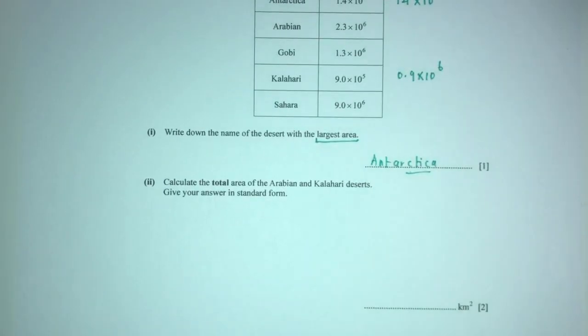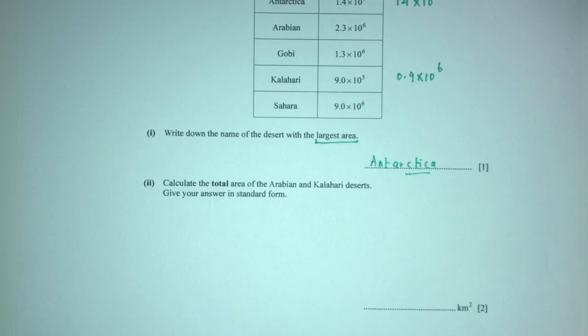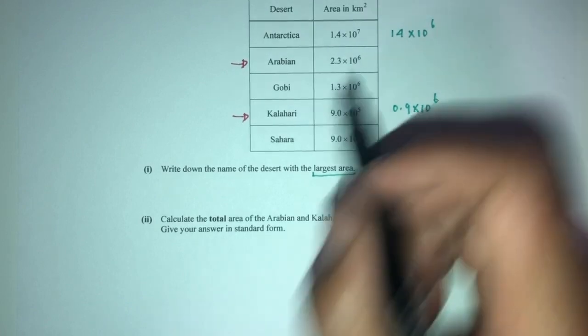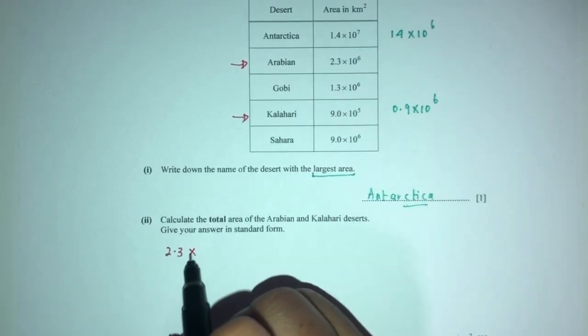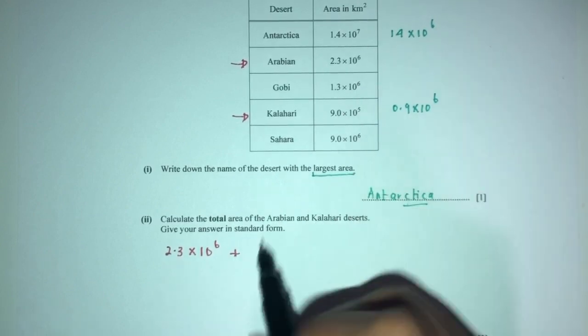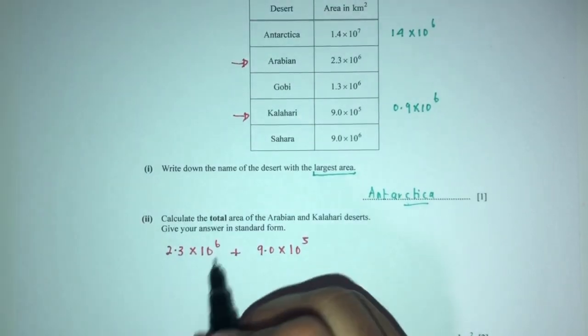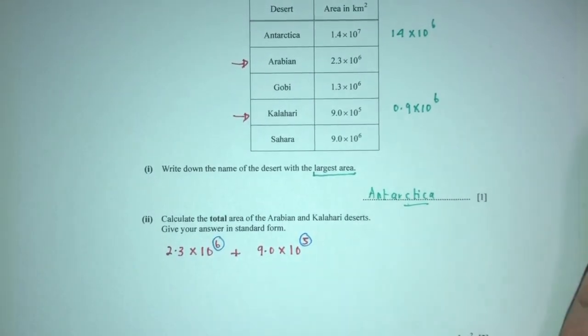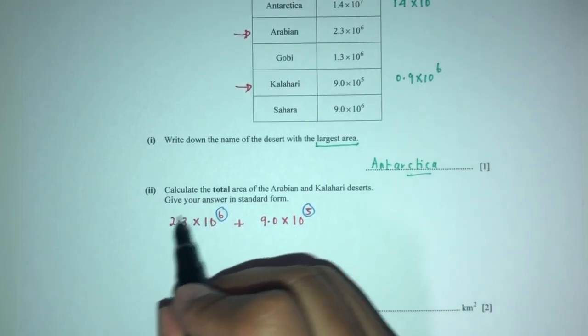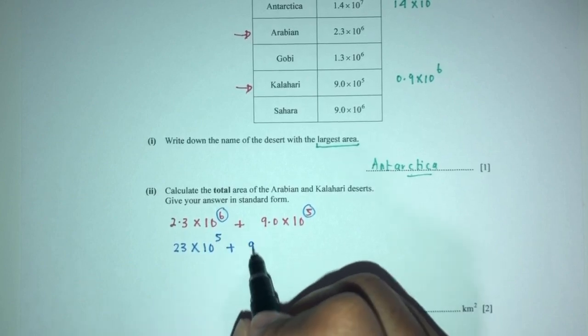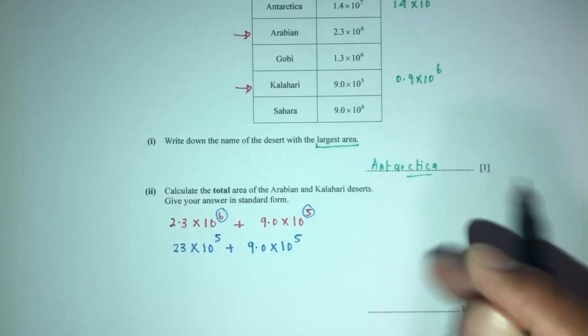Now for part 2, we have to calculate the total area of the Arabian and Kalahari deserts. First things first, here we have the Arabian and Kalahari over here. We have to find the total area, which is the sum. That will be 2.3 times 10 power 6 plus 9.0 times 10 power 5. Obviously, when it comes to a sum, because the powers here are different, we have to change that. We have to make them the same. So let's send one power here. That will become 23 times 10 power 5 plus 9.0 times 10 power 5. So now we can solve them easily.